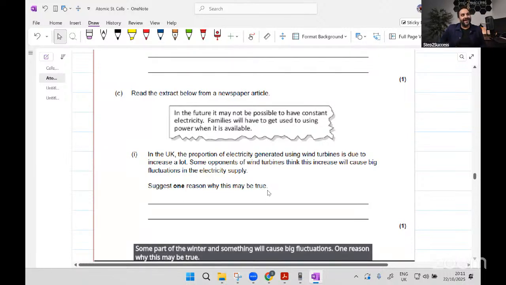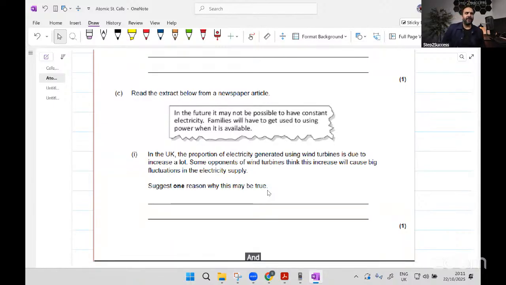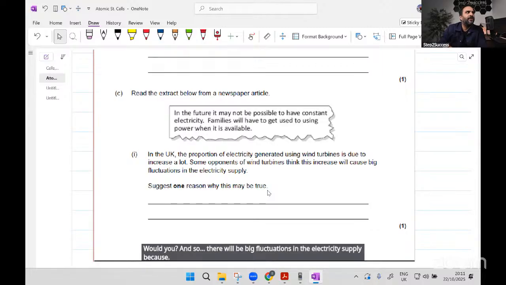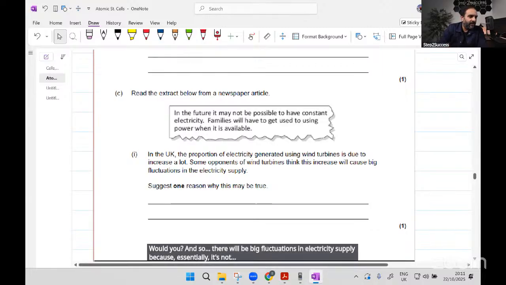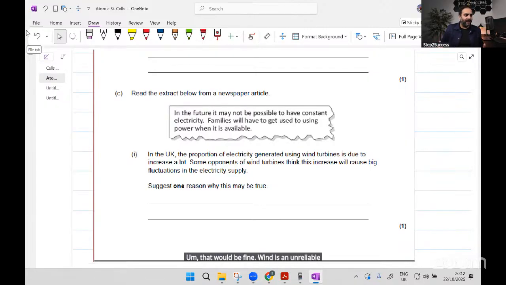Well, if you were relying on wind energy, let's say you had to charge your phone and you could only charge it if we had wind energy. Well, then you wouldn't be able to when it wasn't windy, would you? And so there will be big fluctuation in electricity supply because essentially it's not always windy, or wind energy is unreliable. That would be fine. Wind is an unreliable energy source, right? It's not always windy.